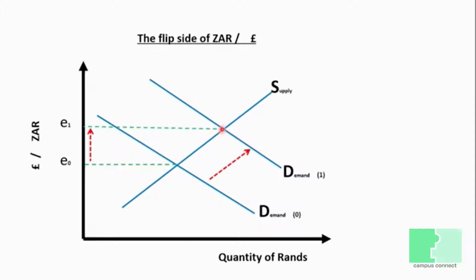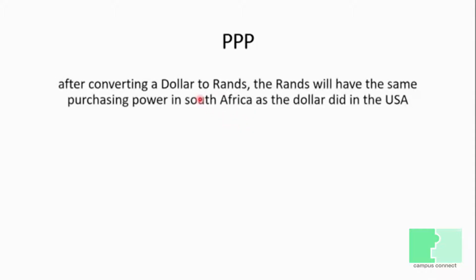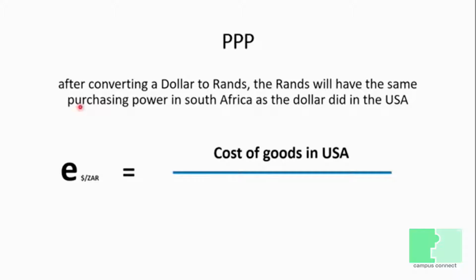Having understood what an exchange rate is, what it is that causes your exchange rate to shift, and what it means when your currency appreciates or depreciates, let's look at some of the theoretical and practical applications of this exchange rate. First up is the idea of your purchasing power parity of money, your PPP. Now, your purchasing power parity of money dictates that after converting a dollar to rands, the rands will have the same purchasing power in South Africa as the dollar did in the United States. Mathematically, this shows that your exchange rate of your dollar per rand is equal to the cost of goods in the United States over the cost of goods in South Africa.